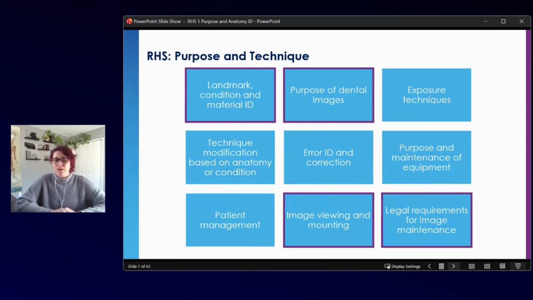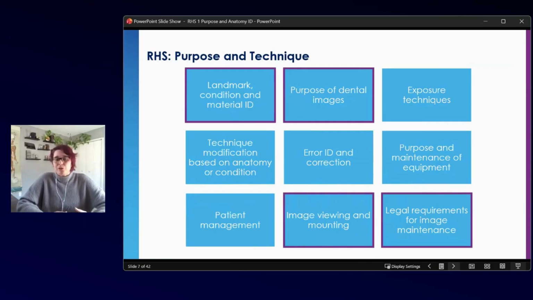So today we are going to look at that first section that's listed in the exam outline, which is our purpose and technique. This section is worth 50% of the exam, so it's a large chunk of those questions that you may be seeing that are related to purpose and technique when it comes to radiation health and safety. So the purpose and technique section is larger.